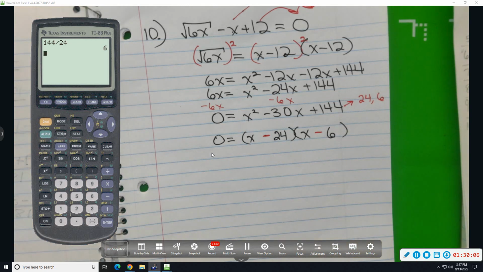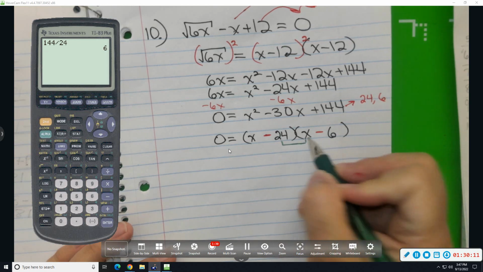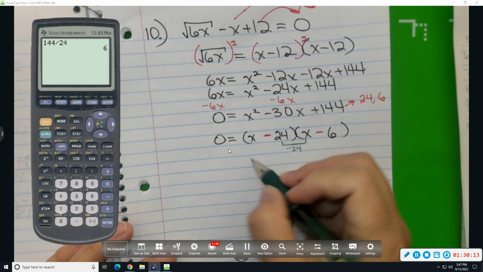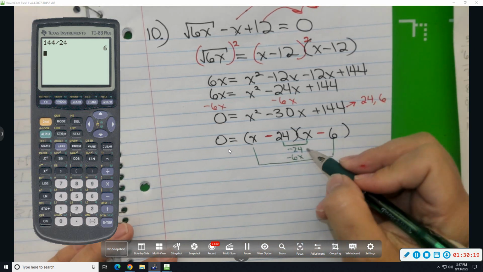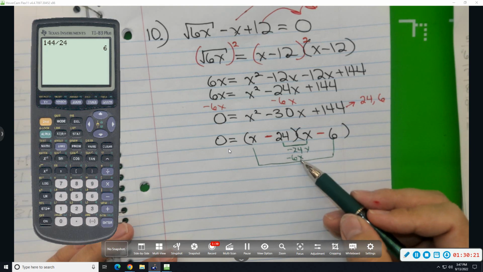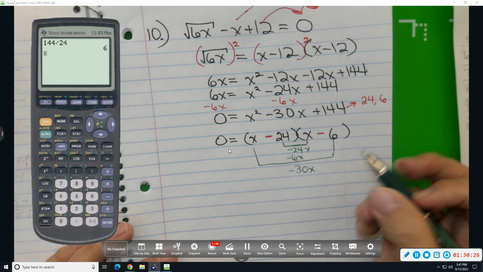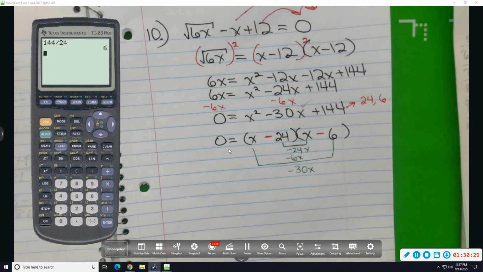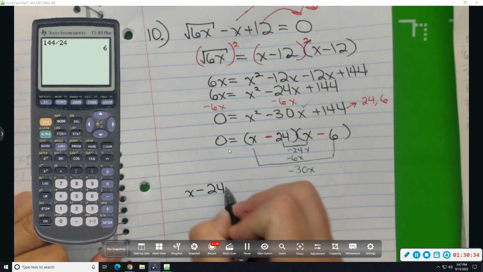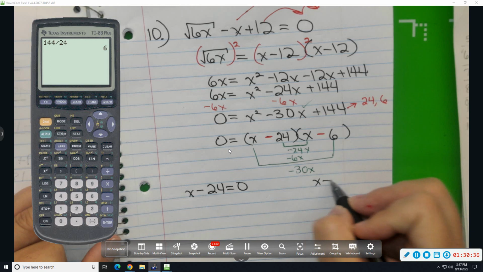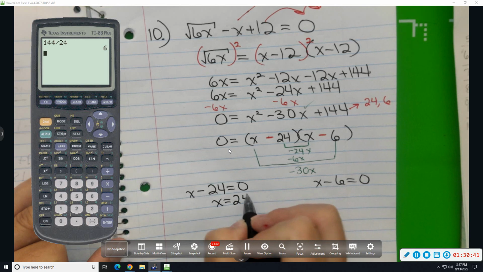And if you check the inner and outer, that's a negative 24x. And right there, that's the negative 6x. Negative 24x minus 6x gives us a negative 30x. Is that what we needed? Yes, it is. So everyone's number 10 is going to seem a little bit less intimidating than number 9. Set each factor equal to 0 to give us x equals 24 and x equals 6.